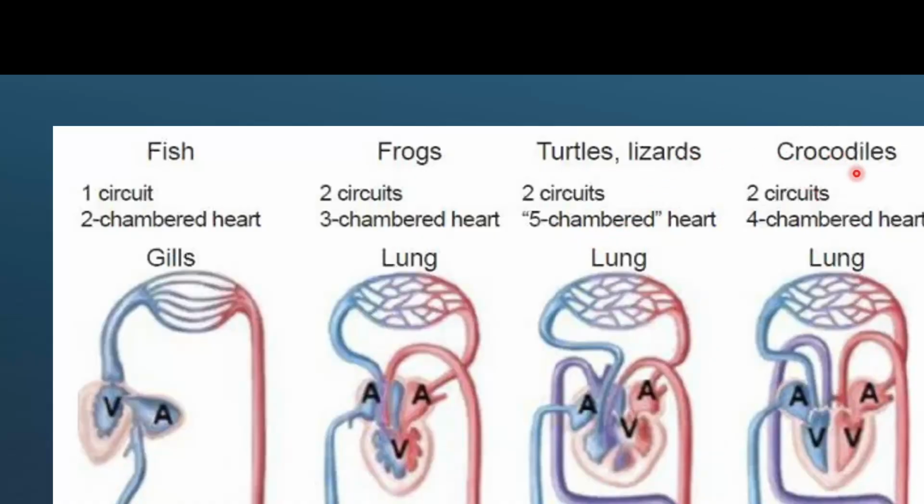Then come crocodiles, two circuit, four chambered heart. Birds, two circuit, four chambered. And mammals like us, humans, two circuit and four chambered. So we have two atriums, two ventricles. Then one of our circuits flows blood to the lungs. There is gaseous exchange, so deoxygenated blood goes to the lungs.